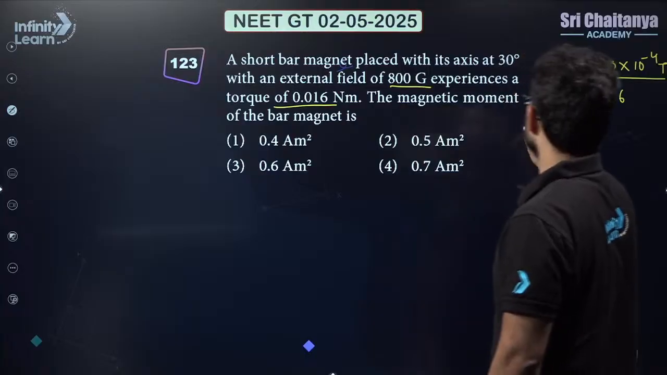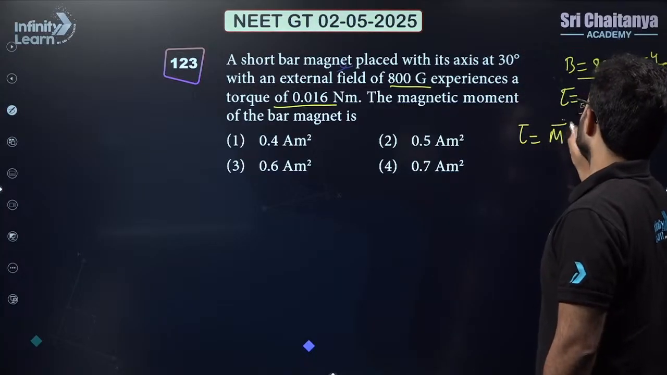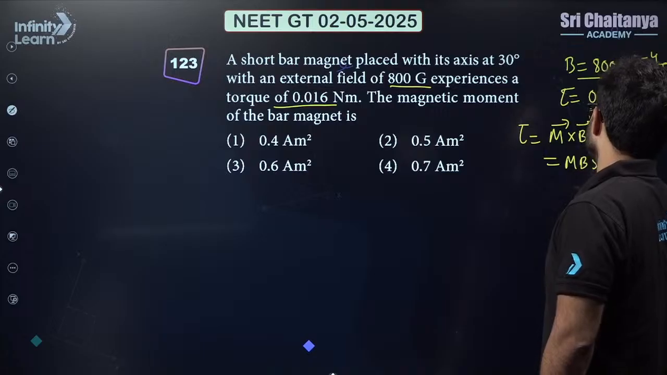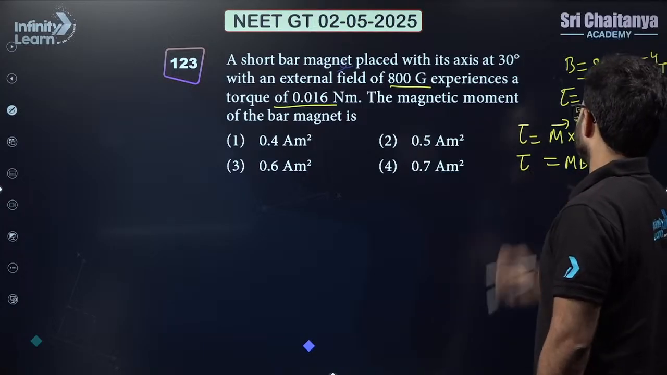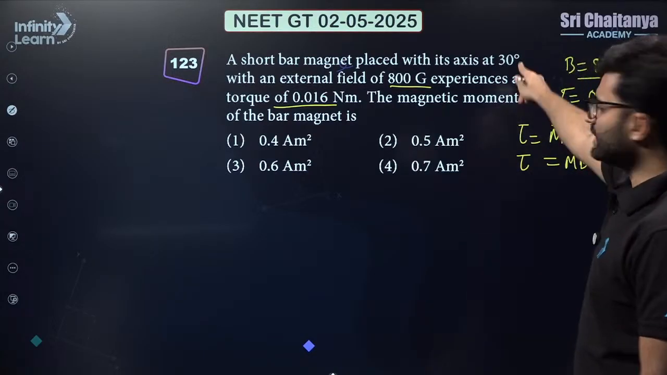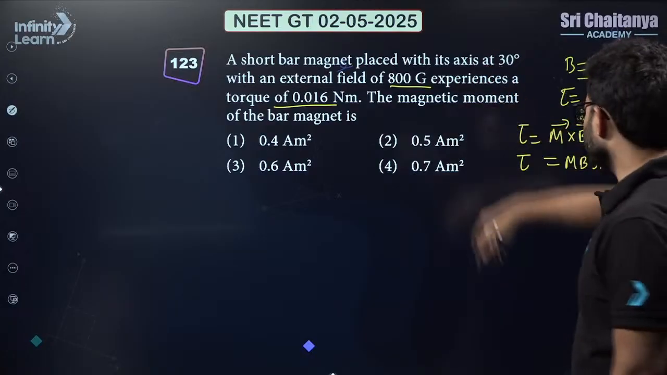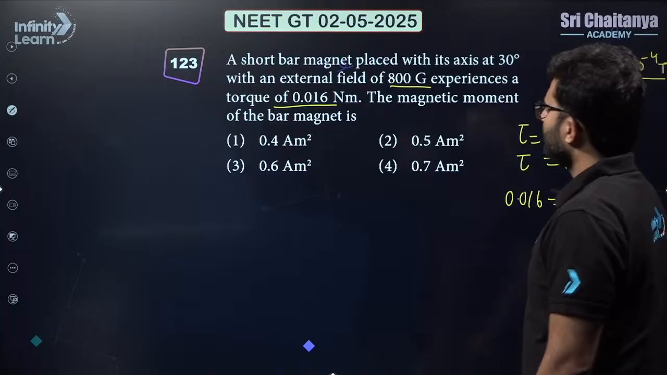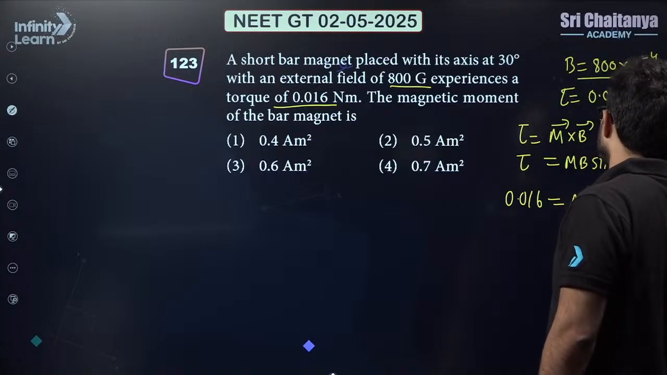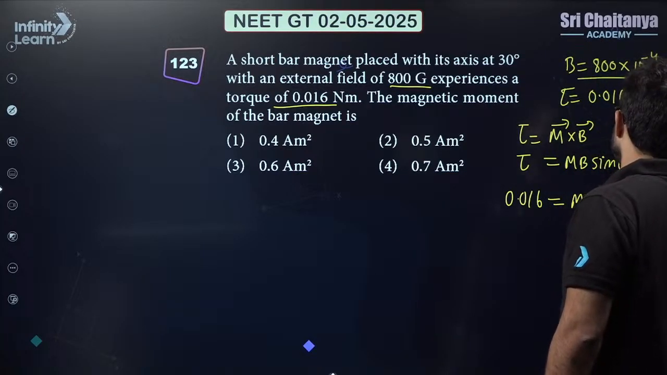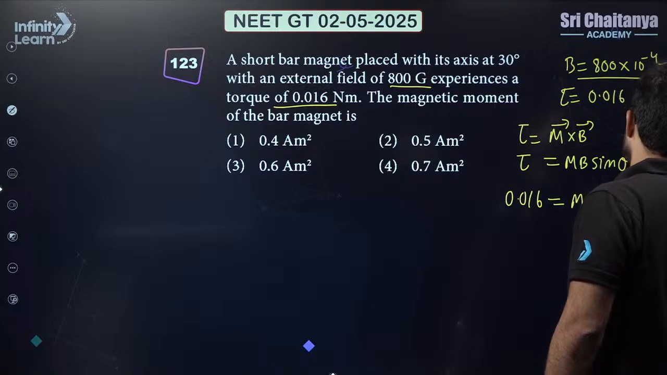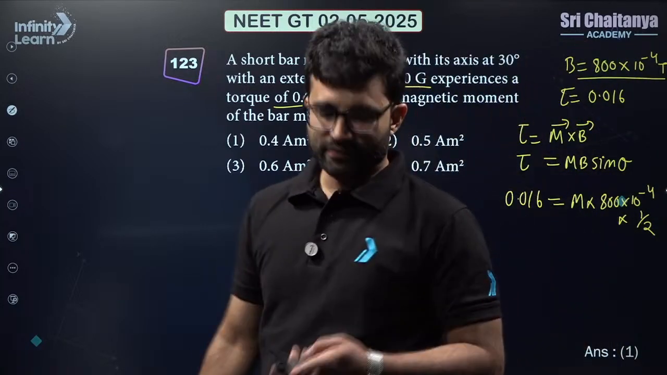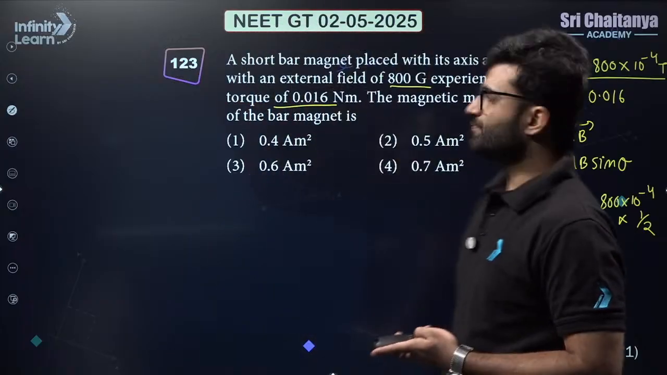So what is the torque experienced by the magnet, by the way? That is M cross B. Or I can say it is nothing but MB sine theta. Right? That is my torque. Theta is given to you as 30. So sine 30 is half. Torque is 0.016. They have asked you what is the magnetic moment. So M we have to calculate. B you already know, 800 into 10 to the power minus 4, and sine theta, that is half. Just apply the maths and calculate the answer, right? Fairly very simple, right? Understood?